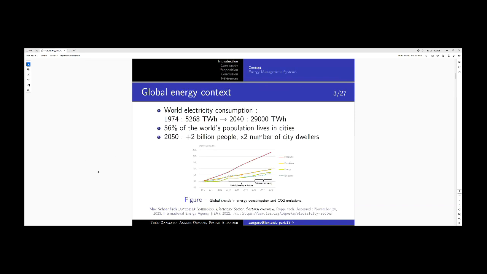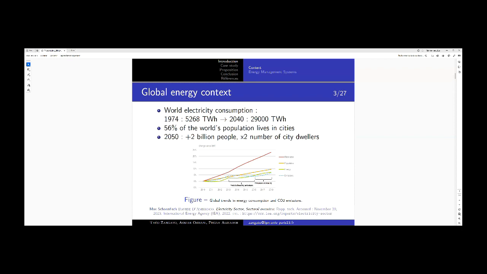So for the context, the global energy context is still rising. There's an increase in global energy consumption. From the late 70s, we consumed 5,000 terawatt hours of energy. In the late 2010s, it reached 20,000, and the projection to 2040 is around 30,000 terawatt hours. So what the energy agency tells us is that there is a correlation between the energy consumption, the associated emissions, and the rise of population and floor area.